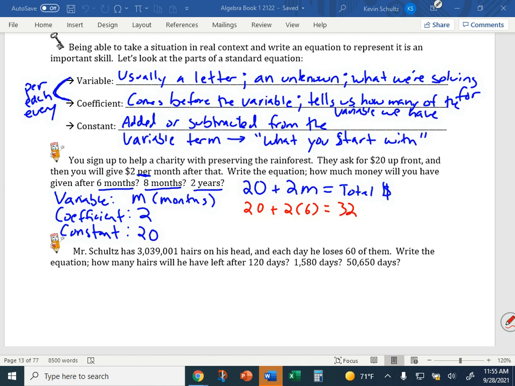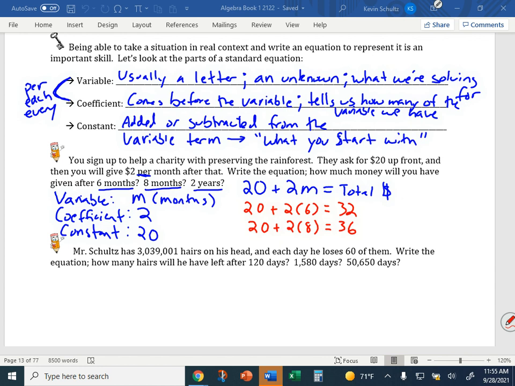How about 8 months? Our 20 doesn't change, right? That was the upfront cost, that's our constant. But now we're giving $2 for a length of 8 months. So that's going to increase the total that we've given to this charity. Lauren? 36. 2 times 8 is 16, plus 20 gives us 36.